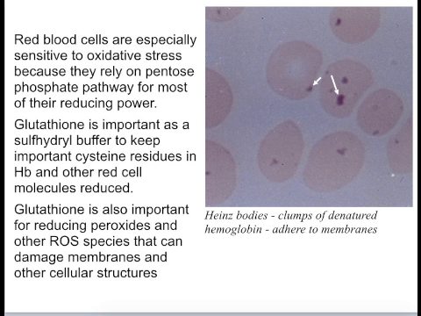Red blood cells are especially vulnerable to oxidative stress. And if there isn't sufficient NADPH available to reduce glutathione disulfide to form independent glutathione molecules, then oxidative stress can have a profound effect on red blood cells. And so glutathione is important as a sulfhydryl buffer in order to keep important cysteine residues in hemoglobin and other molecules in the red blood cell reduced. Glutathione is also important for reducing peroxides and other reactive oxygen species within the cell that can damage membranes and other cellular structures.